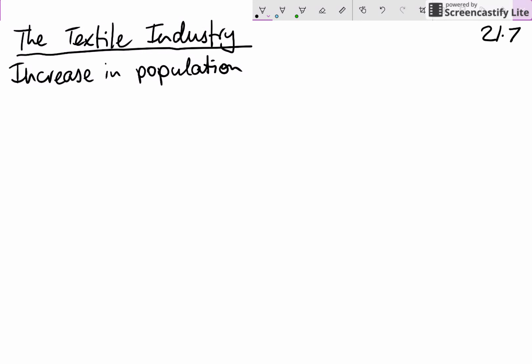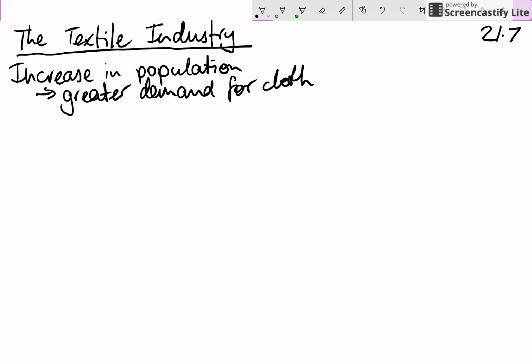Okay? All right, so an increase in population, it leads to, so arrows generally mean it leads to something or something results as it. So we've got an increase in population, which is leading to a greater demand for cloth. Because, you know, people have got to wear clothes and people have to have fabrics for bedding and all those sorts of things.